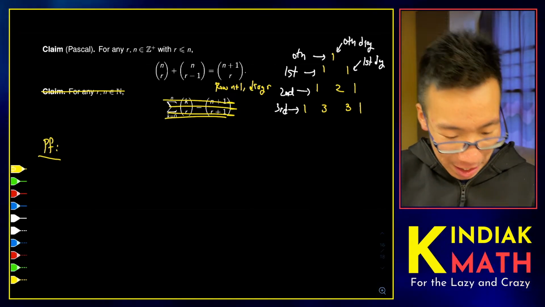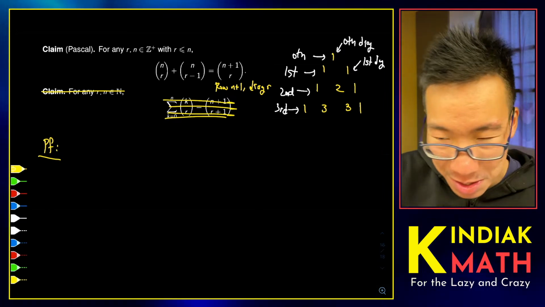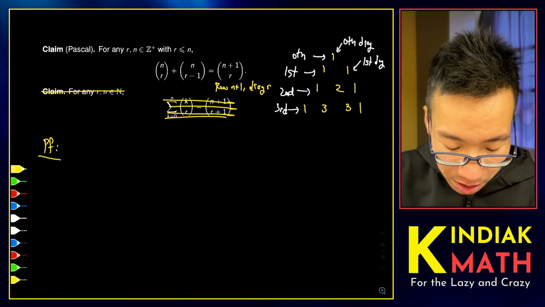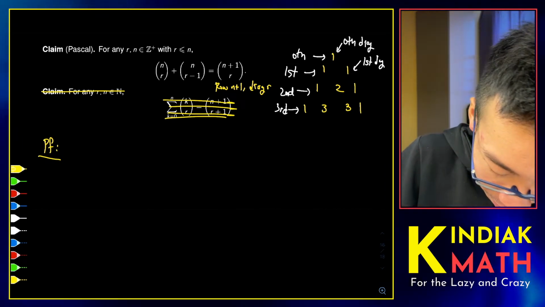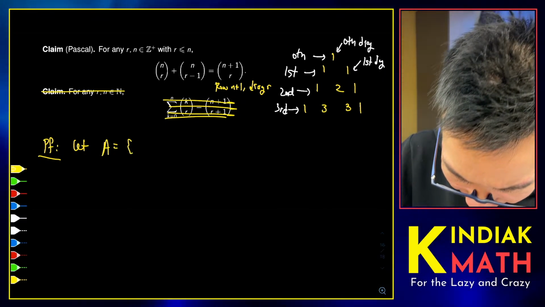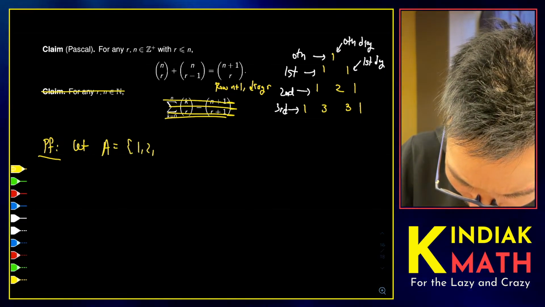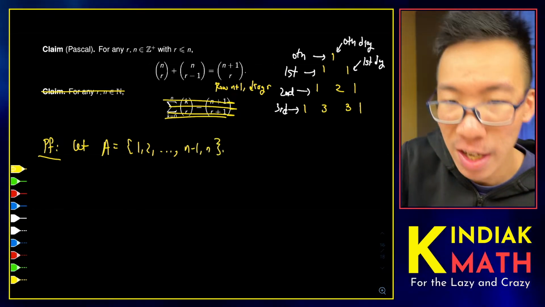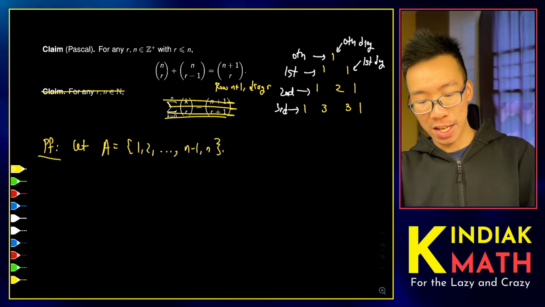And anyone who tells you that they came up with it is most likely lying to you. They probably learned it somewhere else as well. So here's the proof of this result. We'll let A be the set 1, 2, all the way to n minus 1, n, and n plus 1. Okay, so here's A.